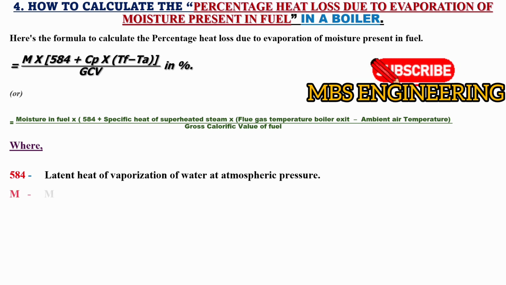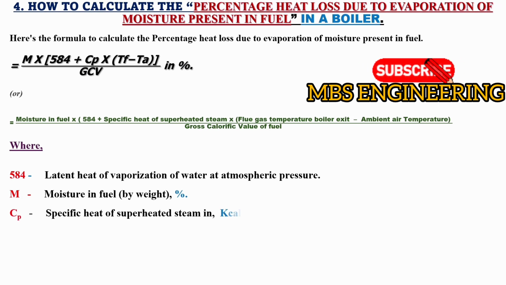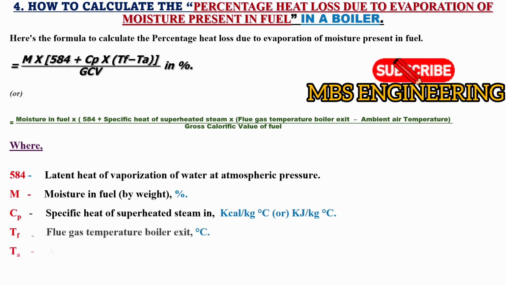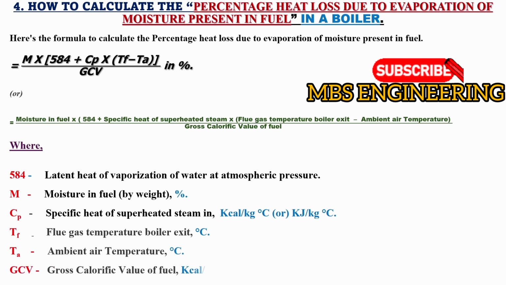Next, M is the moisture in fuel by weight in percent. Cp is the specific heat of superheated steam in kilocalorie per kilogram degree Celsius, or kilojoule per kilogram degree Celsius. Tf is the flue gas temperature at boiler exit, in degrees Celsius. Ta is the ambient air temperature, in degrees Celsius. GCV is the gross calorific value of fuel, in kilocalorie per kilogram, or kilojoule per kilogram.